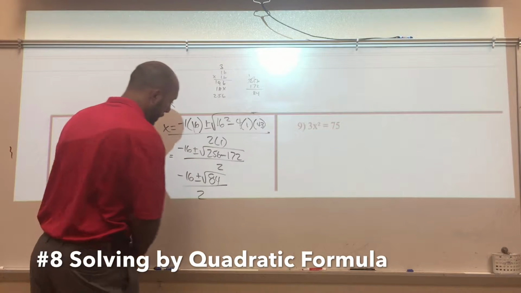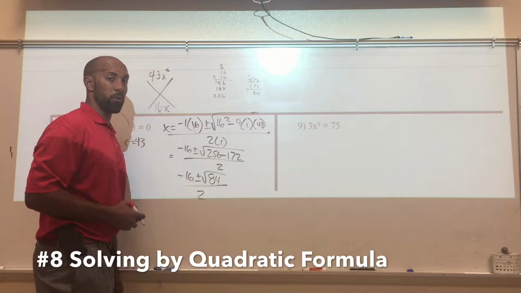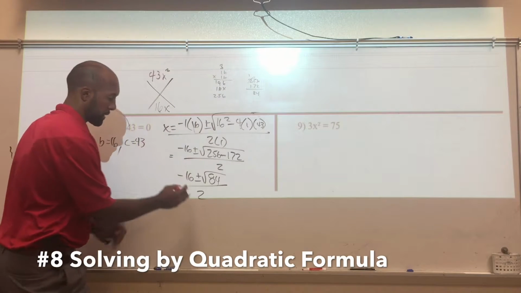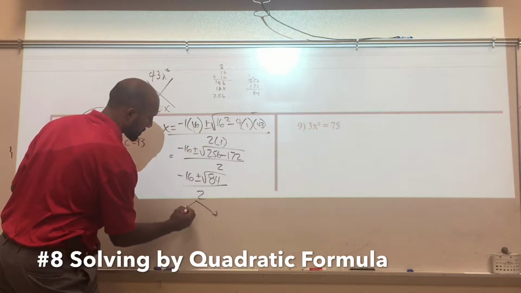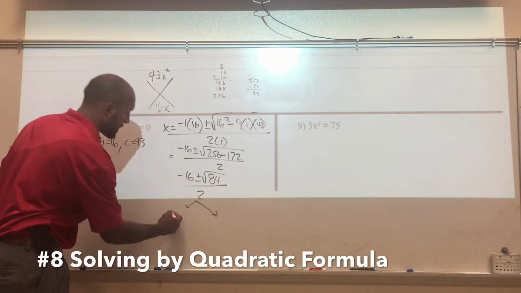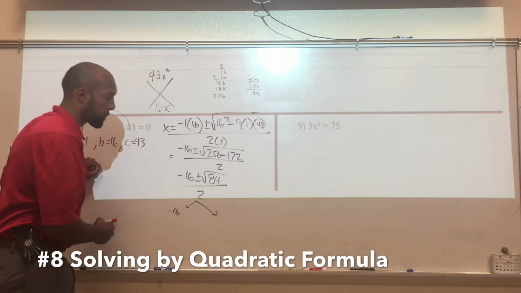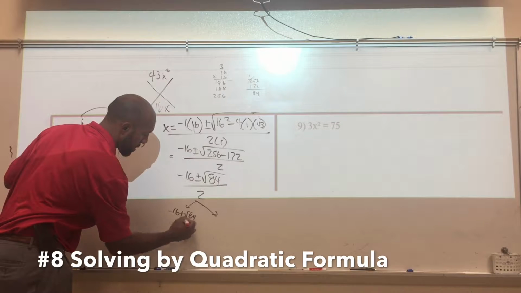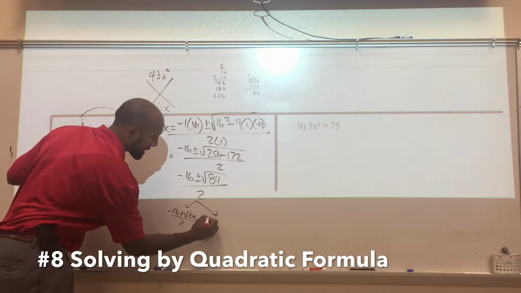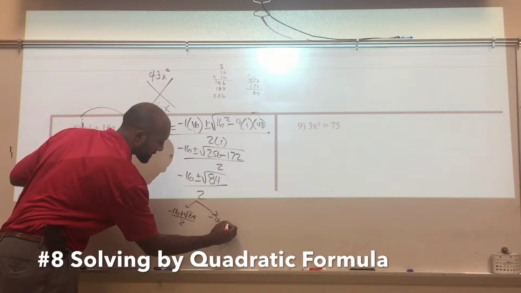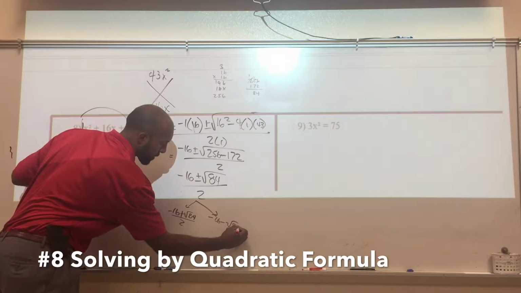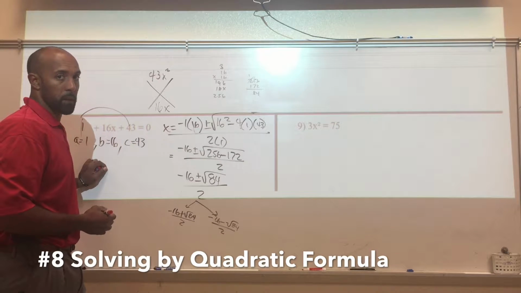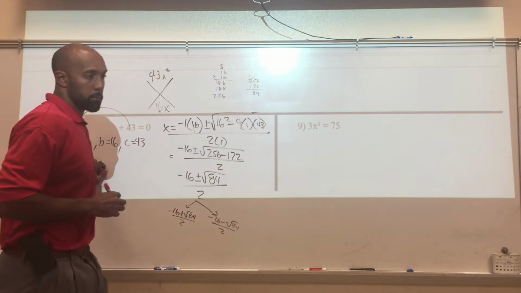If you punch in the square root of 84 right now, you get a decimal. But first, we still need to split it. Once you're in this spot, negative 16 plus square root of 84 over 2, and then negative 16 minus square root of 84 over 2. Now let me show you how to do it on the calculator.